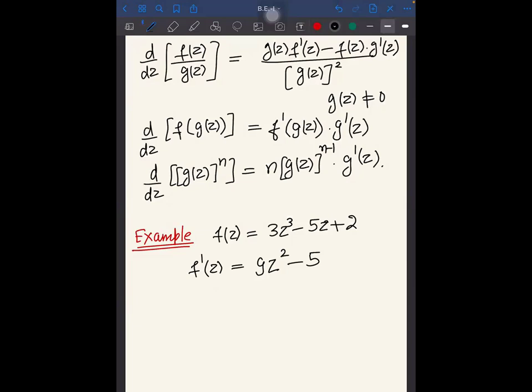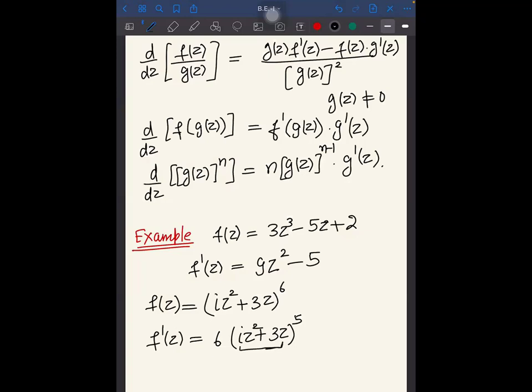Similarly, if you have something like f(z) is equal to iota z square plus 3z raised to power 6, then your f dash z would be, you take 6 in the multiplication and the power will remain 1 less, that means 5, into the differentiation of this internal expression. The differentiation of iota z square plus 3z will be 2 iota z plus 3. Okay, so that's how we can differentiate.